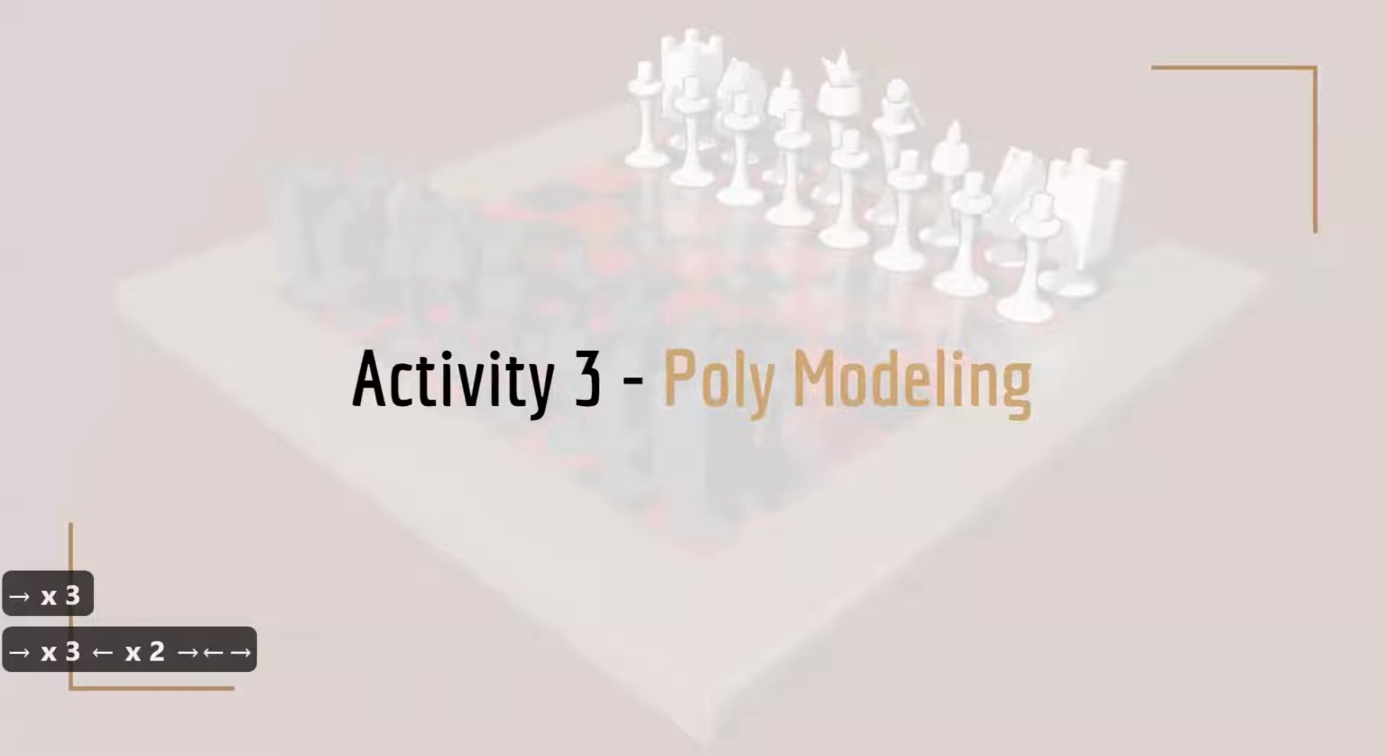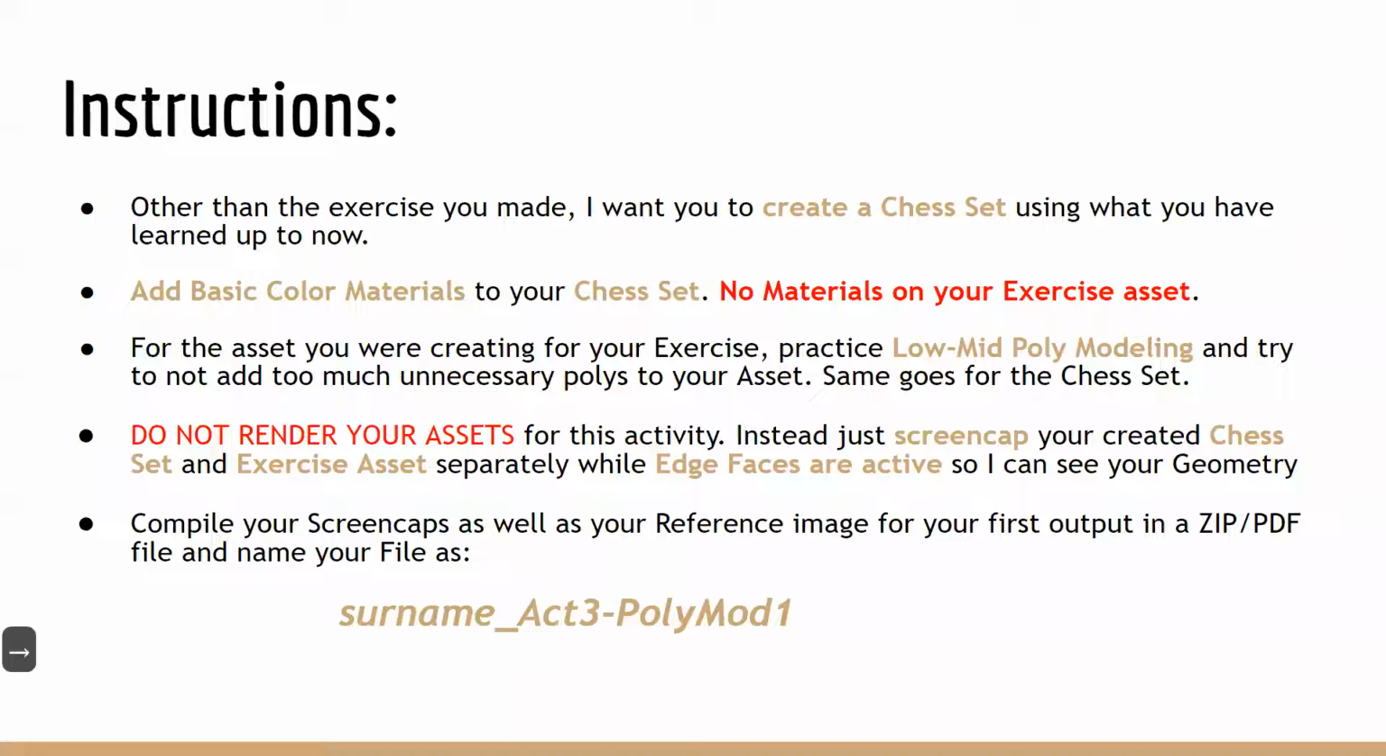Okay. Ito ba? So, activity 3 nyo is polymodeling din. So, other than yung ginagawa nyo na model ngayon, gagawa din kayo ng chess set, no? So, yung chess set na yon, I want a complete na chess set. So, you'll have your rook, you'll have your knight, you have your bishop, your king, queen, tsaka pawn, no? So, 6 pieces yon.